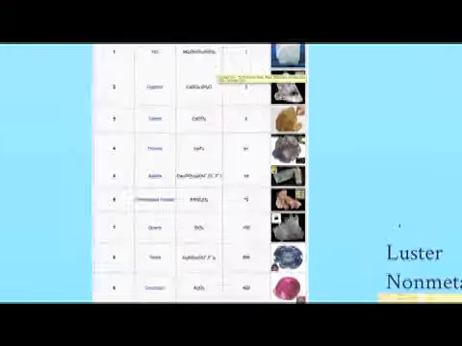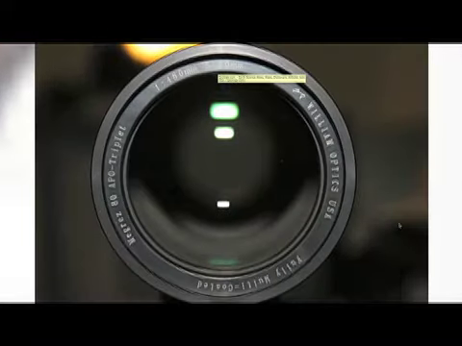So this is, of course, fluoride. Fluoride is used to make camera lenses, and so this is an example of a camera lens that's got a fluoride coating on it.